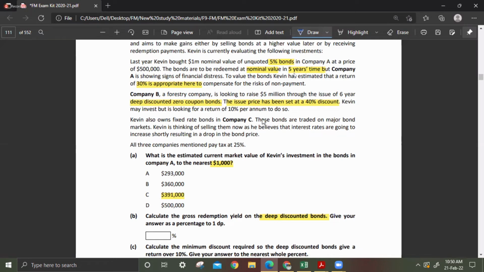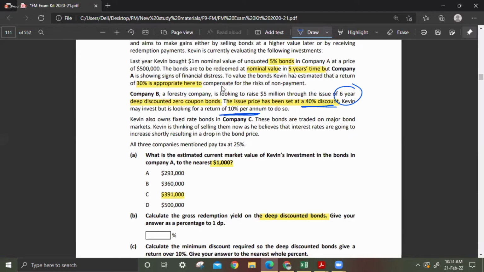100 minus 40% gives $60. Yes, you're issuing it at $60, but redeeming it at this value or nominal value, correct? So can I say how many years you're keeping it? 6 years, right? And issuing it at a discount of 40%.